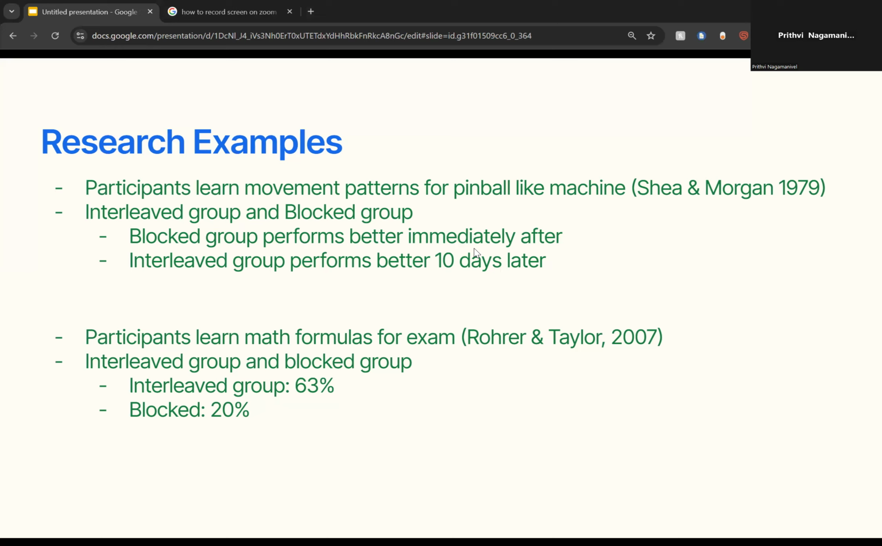Another study is the study by Rohrer and Taylor, in which participants were told to learn math formulas to calculate the volume of an object. So again, they were split into interleaved groups and blocked groups, and the interleaved group ended up performing much better, in that they answered 63% of new questions that they were given a week later in comparison to the 20% from the blocked group.